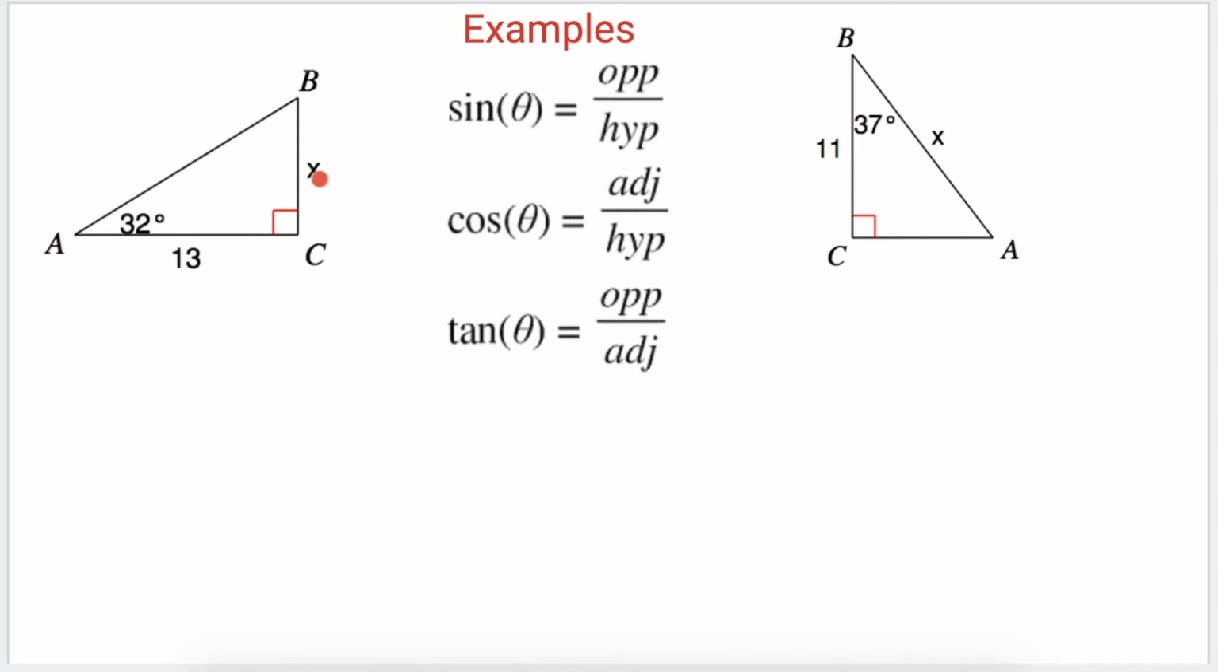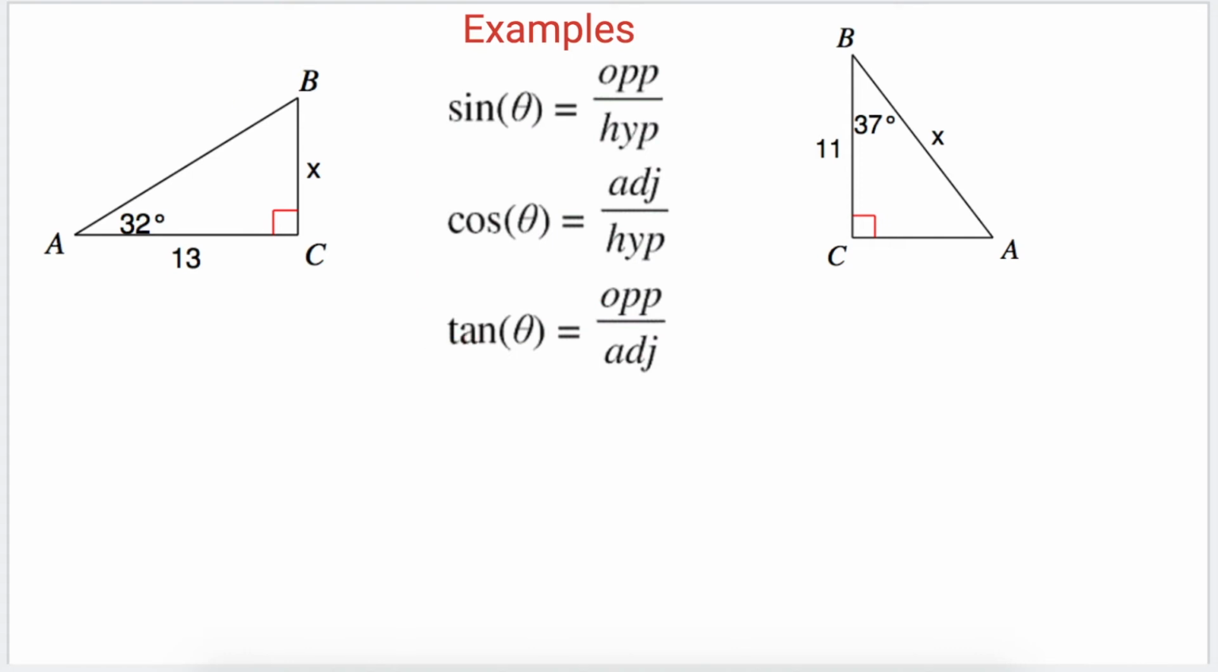So when I look at this triangle, I notice that x and 13 are the shorter sides of the triangle. That means if I'm missing the hypotenuse, I cannot use sine or cosine because those 2 trig functions require the hypotenuse. So the only remaining option is to use the tangent ratio.